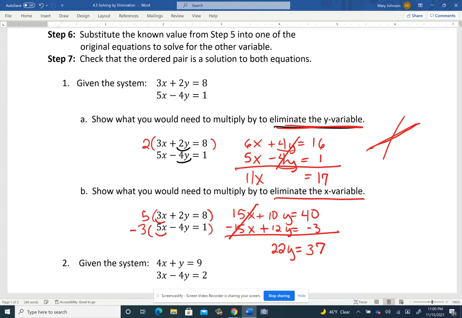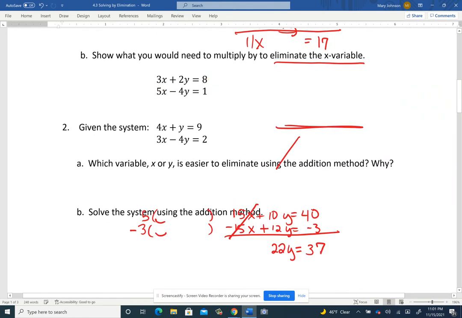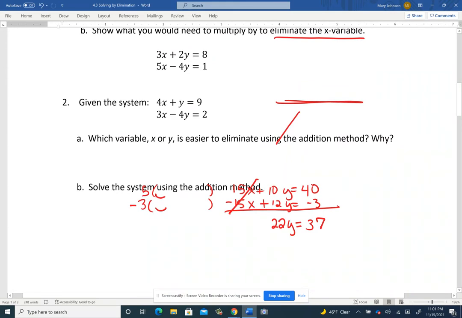Okay. All right, so let's look at number 2. Darn it, I hate it when it moves like that. Well, just erase that out of there.